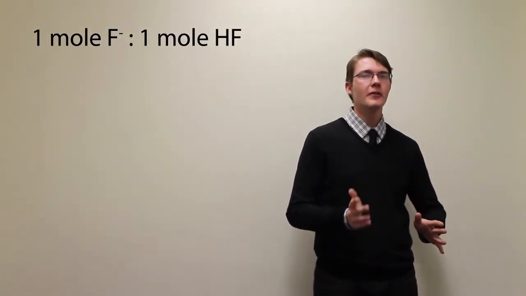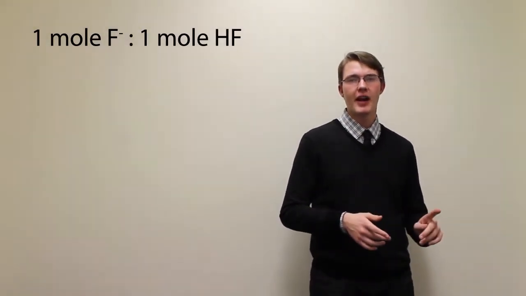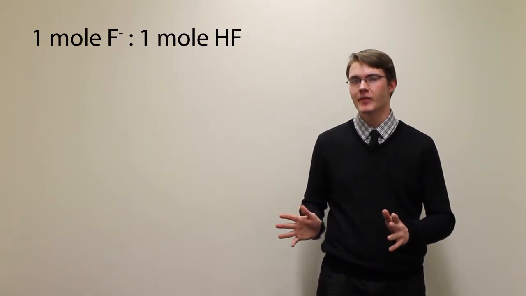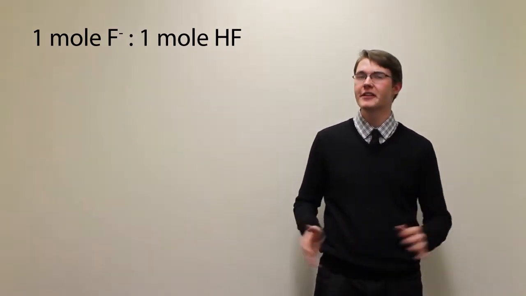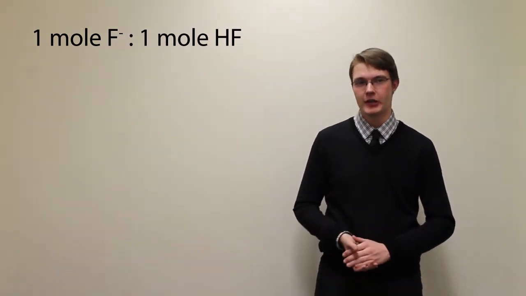Now, the problem is, we're getting our fluoride from hydrogen fluoride, and the weight percent is based on that, and not the amount of fluoride. So we have to somehow take our moles of fluoride and get grams of hydrogen fluoride. This isn't too complicated though. First, we know that there's a 1-to-1 ratio between fluoride ion and hydrogen fluoride. So if we need 0.00354 moles of fluoride, we would also conveniently need the same amount of hydrogen fluoride.